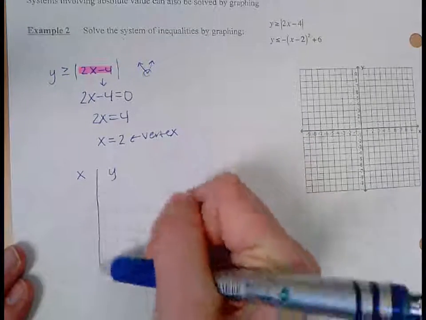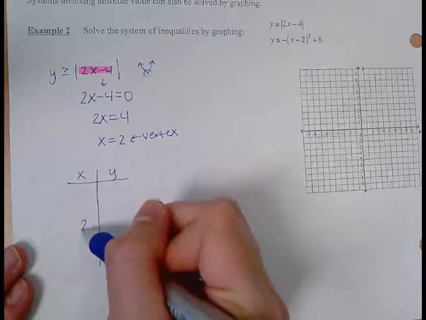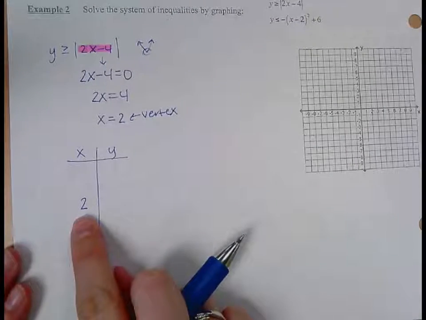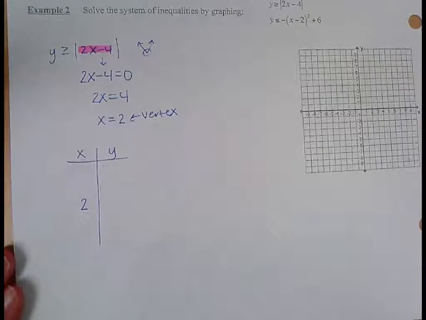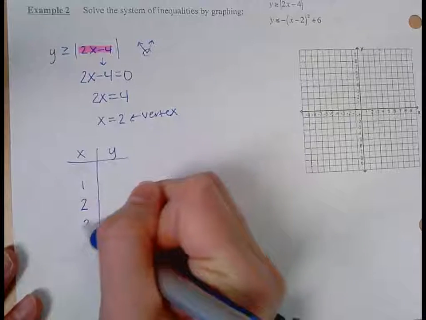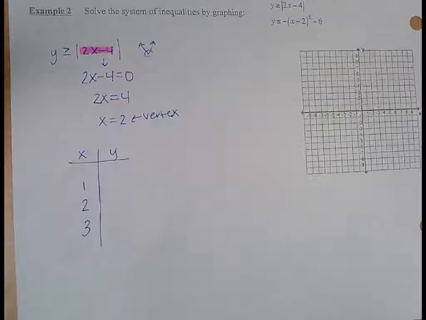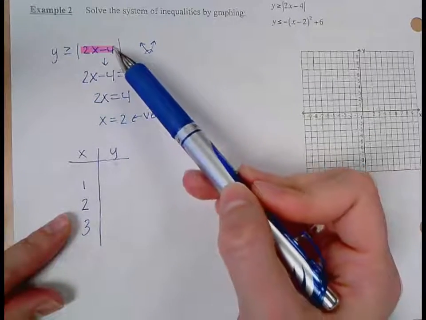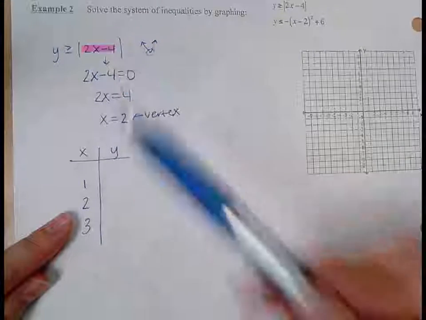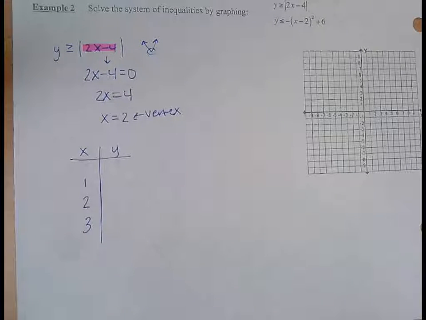That way when I set up my table, I want to then substitute in at least one other x value on either side of 2. So I could do 1 and 3. So you need at least 3 points. You can certainly do more. I would say find the vertex and then do 1 point on either side. And then these all just get substituted into, think of this as an equation, to find your y value. And remember to take the absolute value of what's in the absolute value bar.